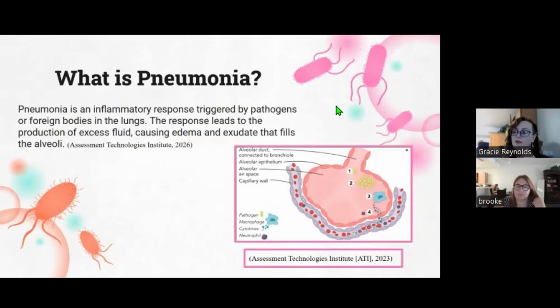Pneumonia is an inflammatory response that occurs when pathogens or other foreign bodies enter the lungs. This is the alveoli. Here are the pathogens that are responsible for the infection. And here you have your immune cells, which are your macrophages and your neutrophils, and you have your cytokines here that are responsible for the inflammation.